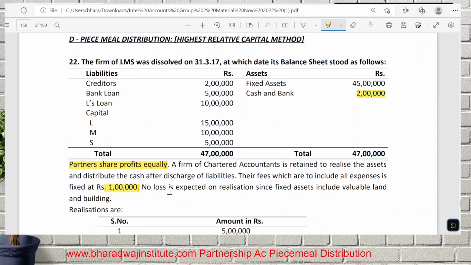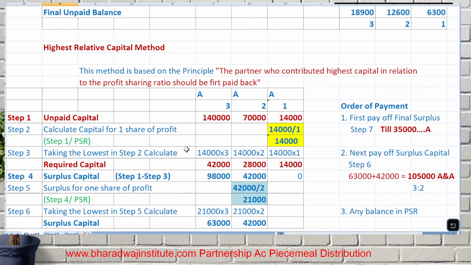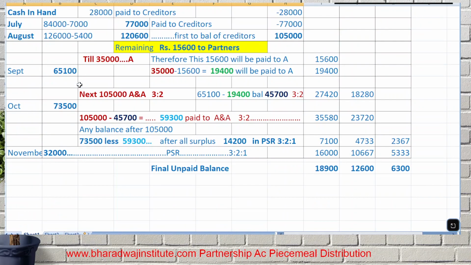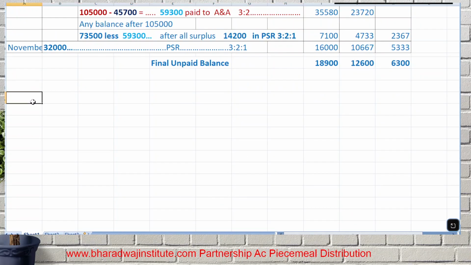So, what are the partners? L, M and S. What is the profit sharing ratio? Equal ratio. First, let us decide the order of payment. Heading: computation of surplus and order of payment.